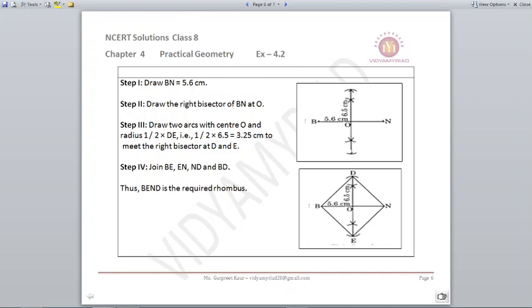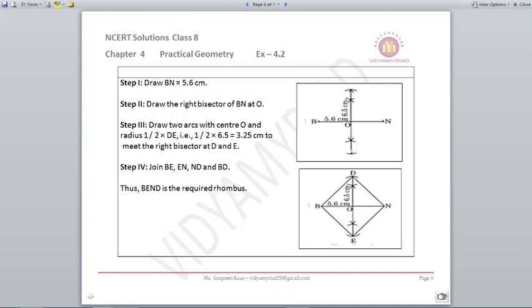In the same way, I want the line DE, the standing line. That diagonal should be 6.5 centimeters. So what will I do? With the help of a compass, I will cut an arc, and hence I will join. I have now D and E as the respective points. I will easily join BD, DN, NE and BE, and thus my required rhombus is formed because all the sides formed will be equal.